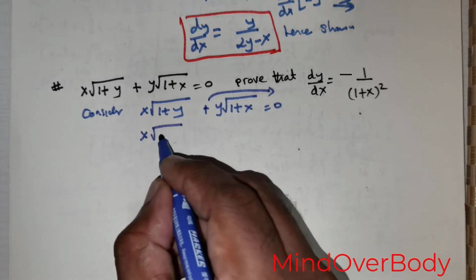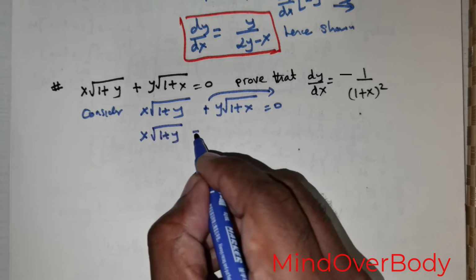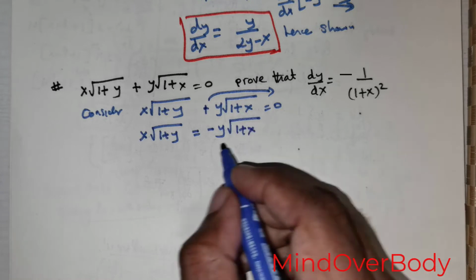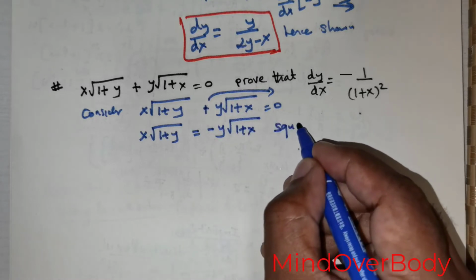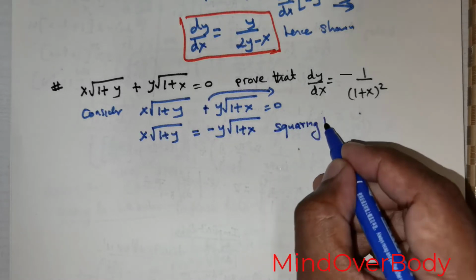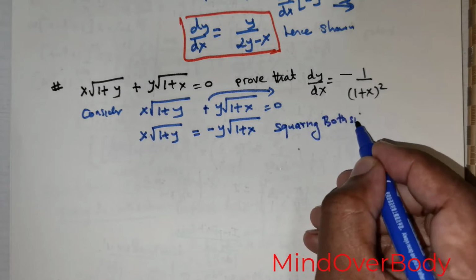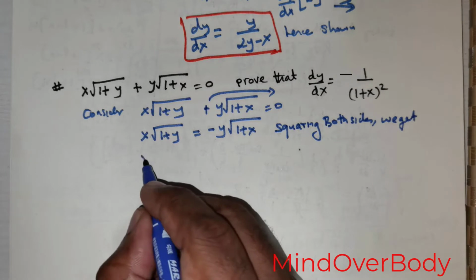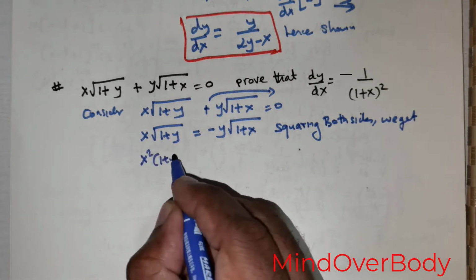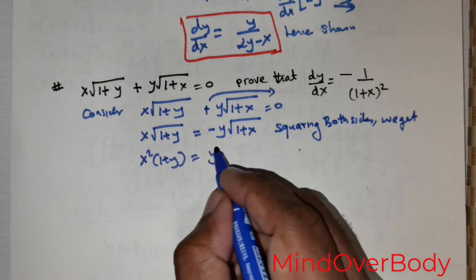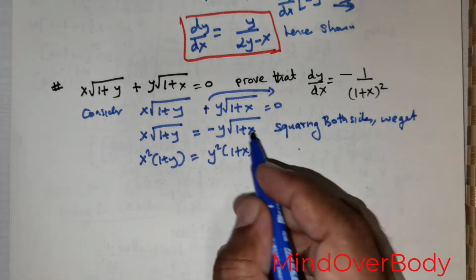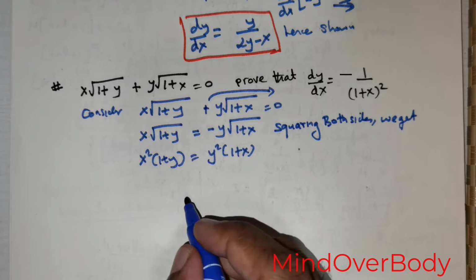Then I will move this term to the other side. That will give me x times square root of 1 + y is equal to negative y times square root of 1 + x. Next I would be squaring both sides. So when I do that, what do we get? This is going to be x squared times (1 + y) is equal to y squared times (1 + x). The negative sign will vanish because we are squaring both sides.